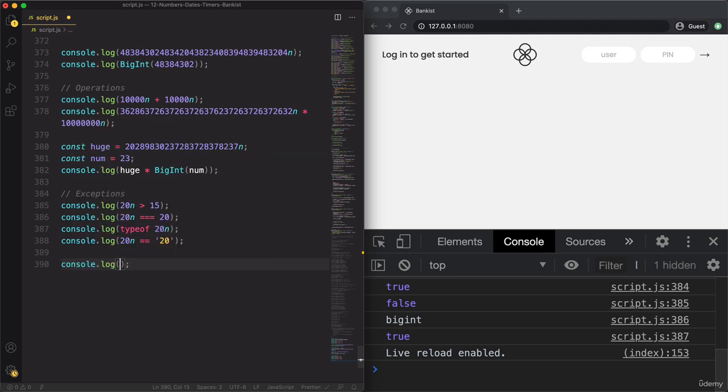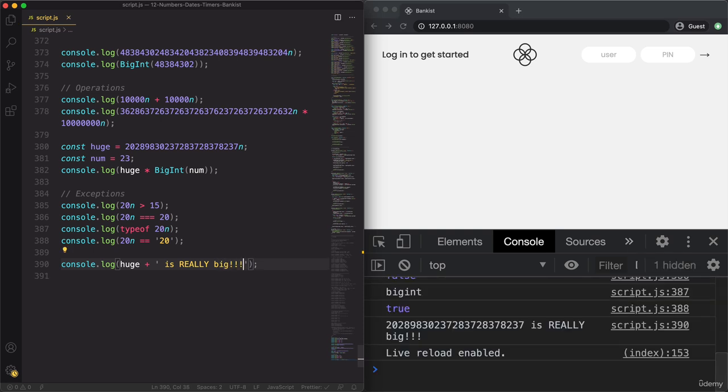So let's say huge plus, and then some string here is really big. And so you see, in this case, the number is then actually converted to a string. So even the BigInt number.